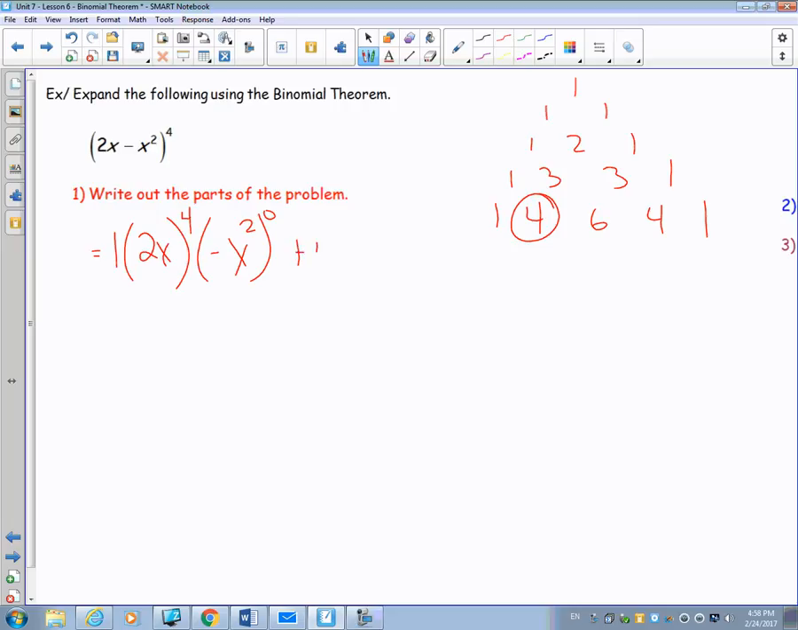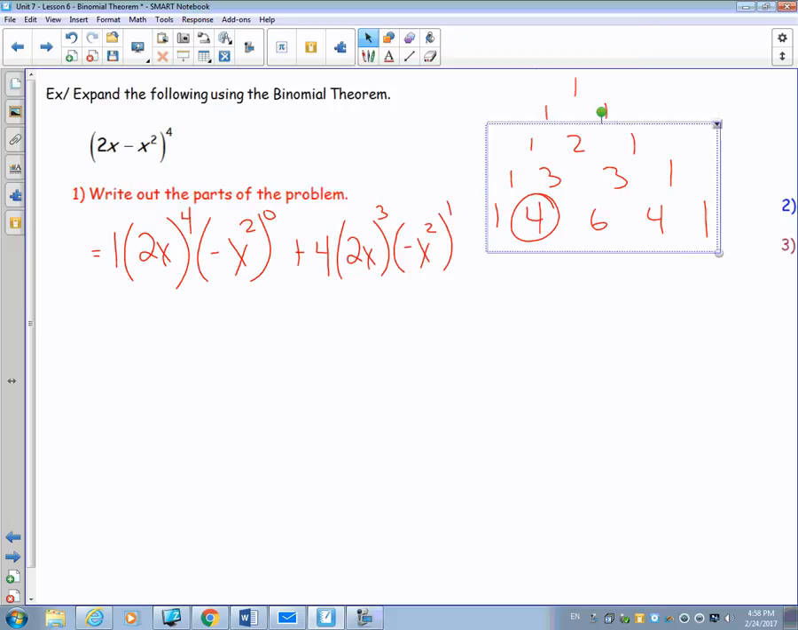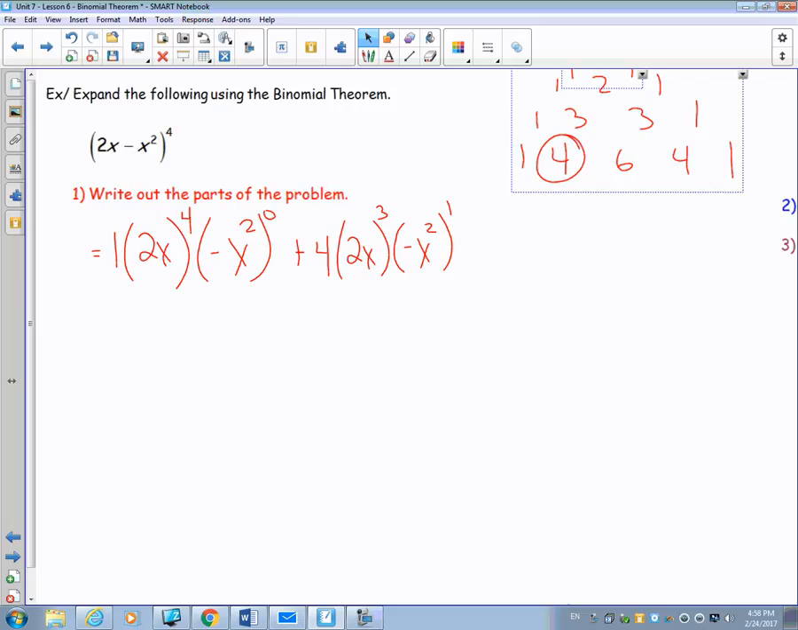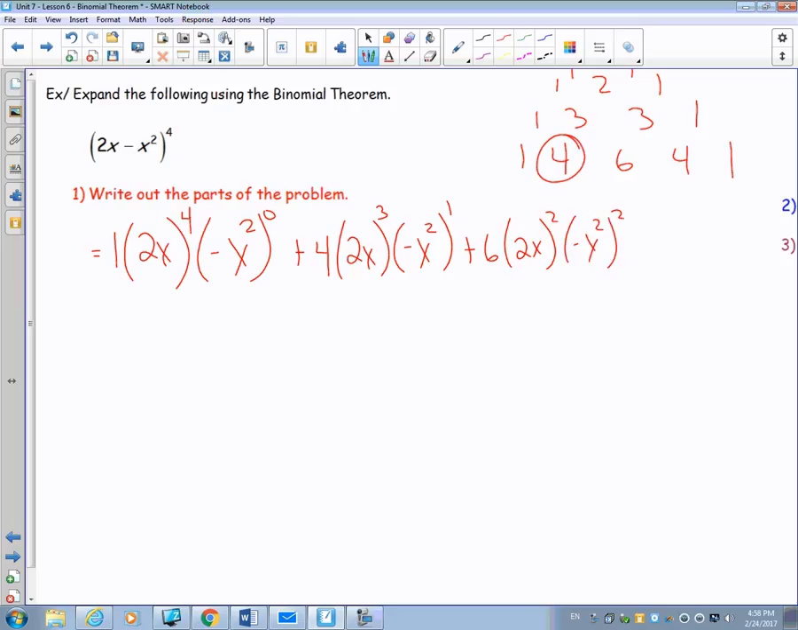Plus 4, first term to the power of 3. Our exponent's going to go down now. Negative x squared to the 1. Let's shrink this out of the way here. Move that up. Plus 6, first exponent down 1, second exponent up 1. Plus 4, first exponent down 1, second exponent up 1. I run out of room here. Plus 1, first exponent down 1, second exponent up 1. There's the parts of our problem.